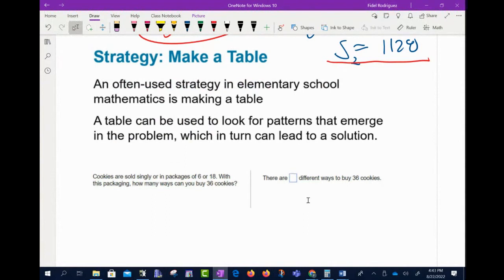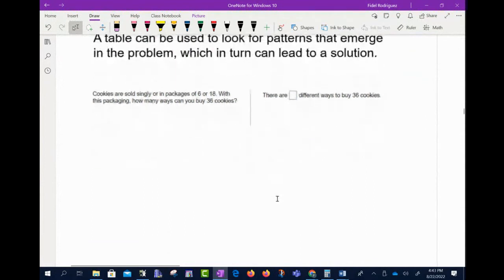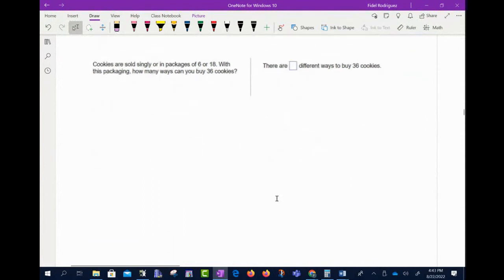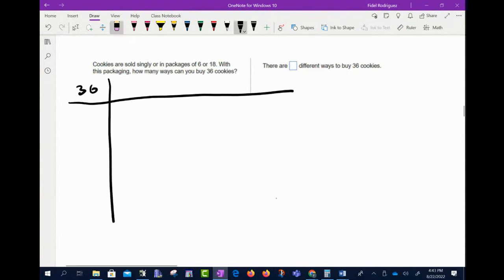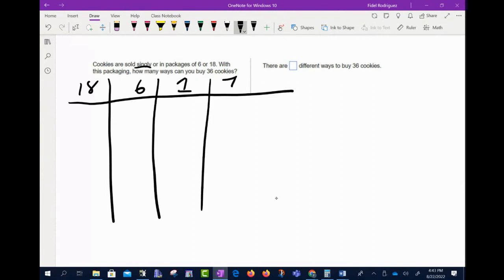All right, so look what it says here. Cookies are sold singly or in packages of 6 or 18. With this packaging, how many ways can we buy 36 cookies? Okay, let's figure this out. We can buy packs of 18, we can buy packs of 6, or we can buy packs of 1. That's what singly means. But in every case, we want the total to be 36.